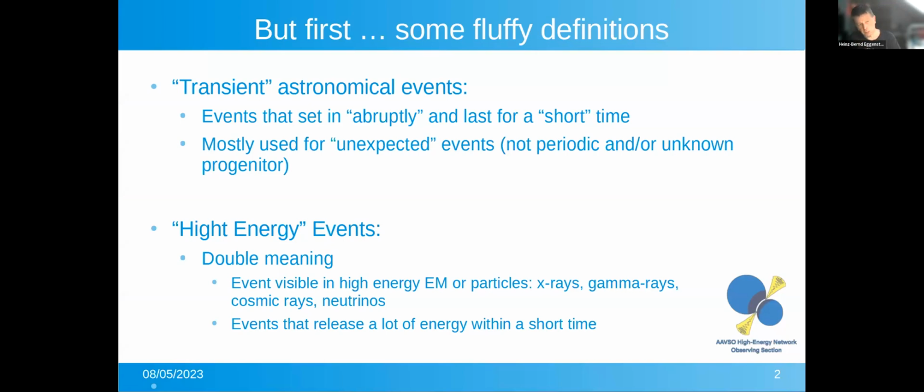And there's this high energy term in our title, which kind of has a double meaning. I mean, it refers to events that involve radiation from the high energy end of the spectrum, or particles like X-rays, gamma rays, cosmic rays, neutrinos. And then we are mostly dealing with optical counterparts to these events. But it also includes events that just release a lot of energy within a short time.